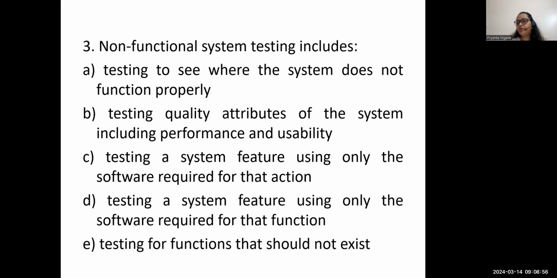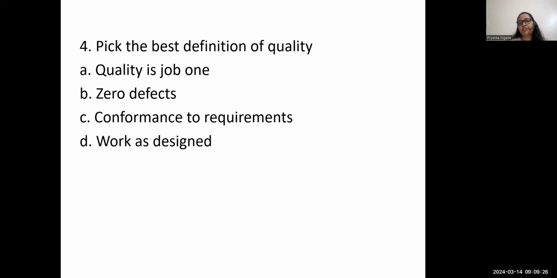Okay. Third question also we discussed yesterday, right? Non-functional system testing includes what? So generally non-functional is all about quality attributes of a software application. So it could be anything, right? But here the option is written as testing quality attributes of a system including performance and usability. So the rest of the options are not correct. The correct answer here is B, that quality attributes are nothing but non-functional system testing. Okay. Now let's start with the next question.